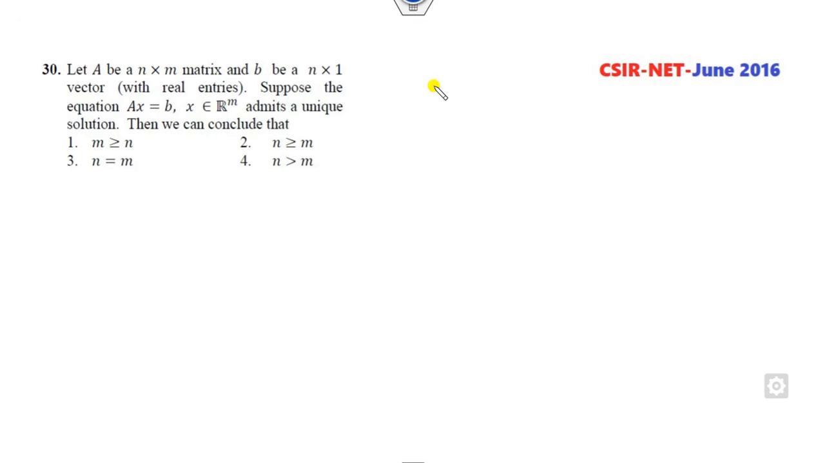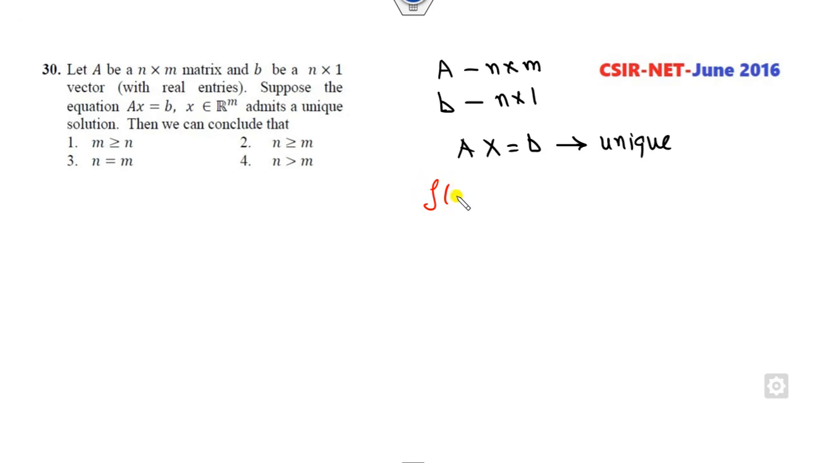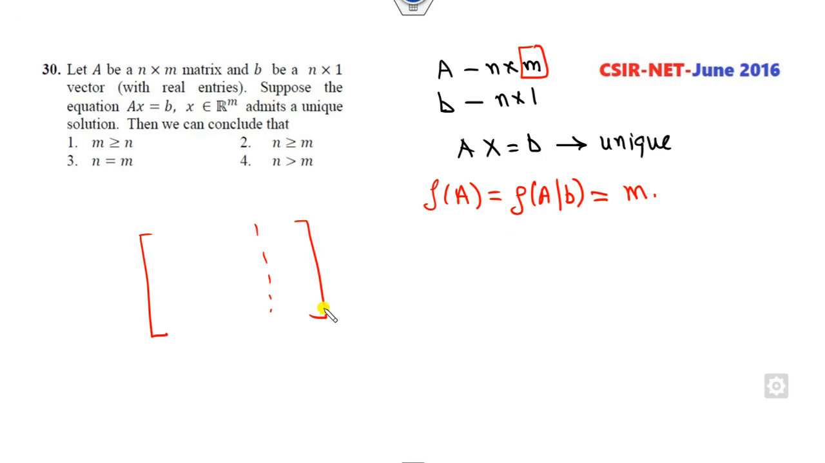Fine. Next one is A is my n cross m. B is my n cross 1. Ax is equal to B has a unique solution. That's very simple. It gives you a unique solution when the rank of A and the rank of A condition B is the number of column vectors. Column is here. So what is the meaning of that? Now think about here. B is my n cross 1. So this is my n cross m matrix.